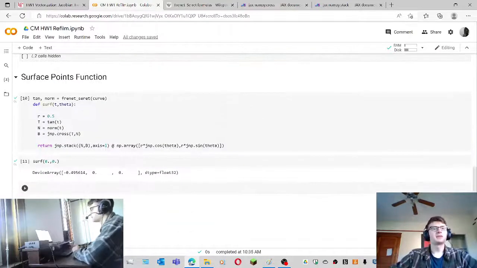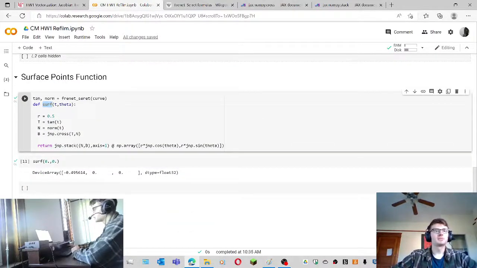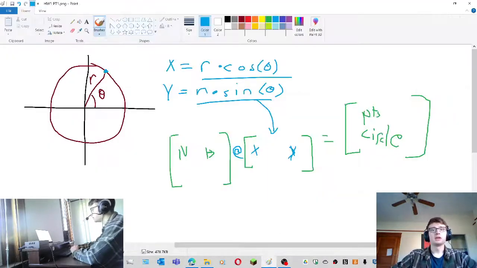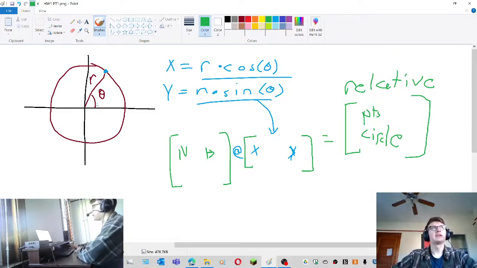And the reason is because I'm not returning the surface point here. I'm returning the relative coordinates of the surface point right now. I guess I should have probably made this a little bit more clear. It's the relative. I'm just telling it a plane that is perpendicular to the curve. I'm not telling it where on the plane to go.